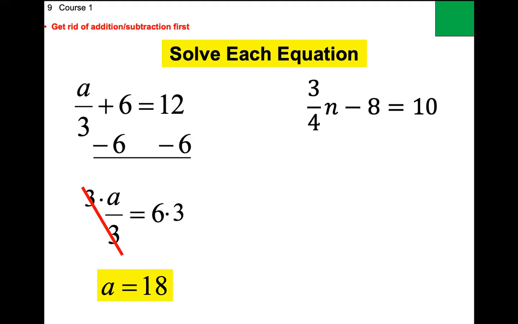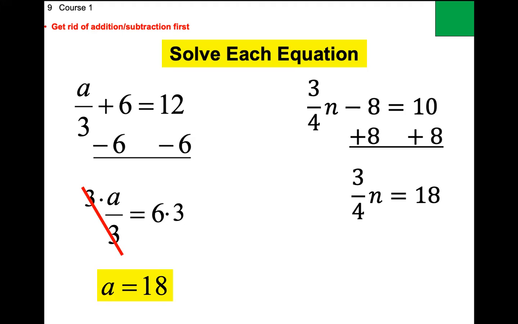Plus 8, both sides. Okay. Now what do you want me to write? 3/4 n equals 18. Okay. Now what? Then we're gonna flip the fraction. So what do you want me to do to both sides? We're gonna make two fractions. Okay, so what do you want me to write? 18 over 1.